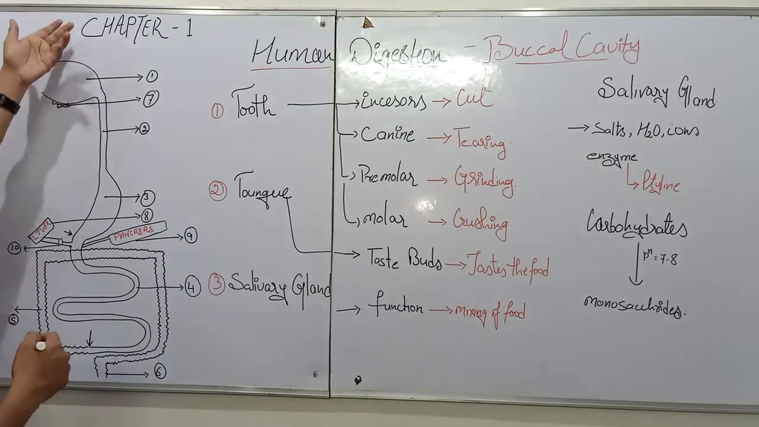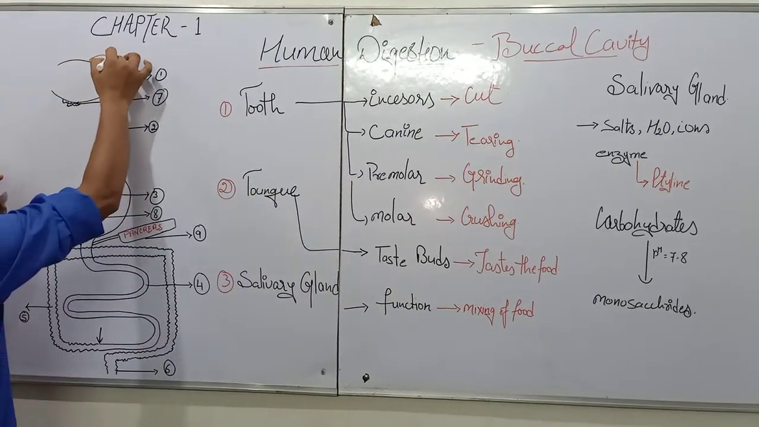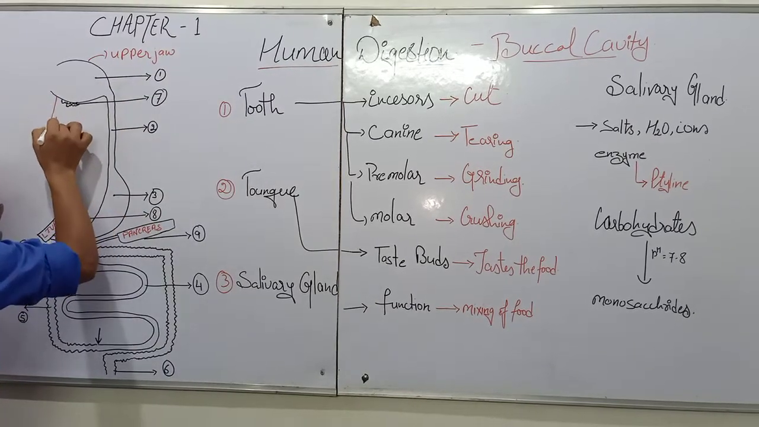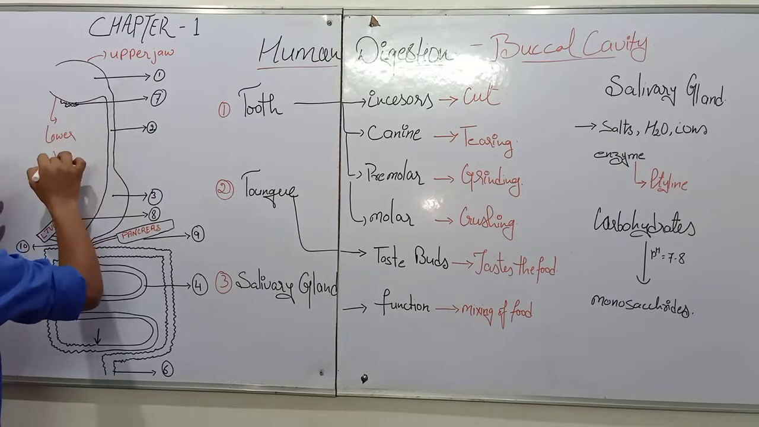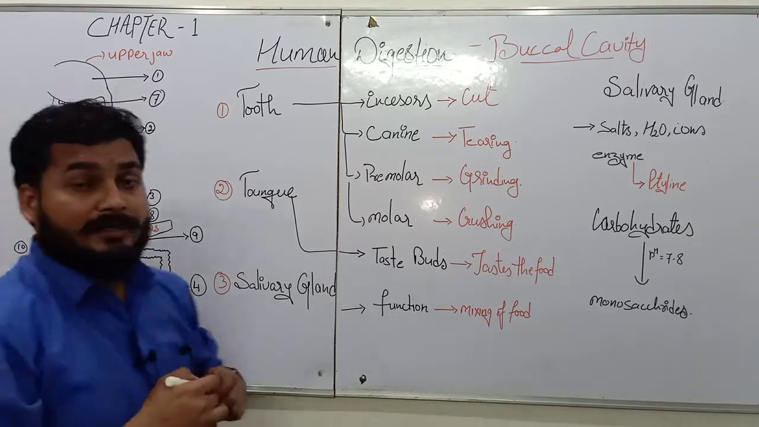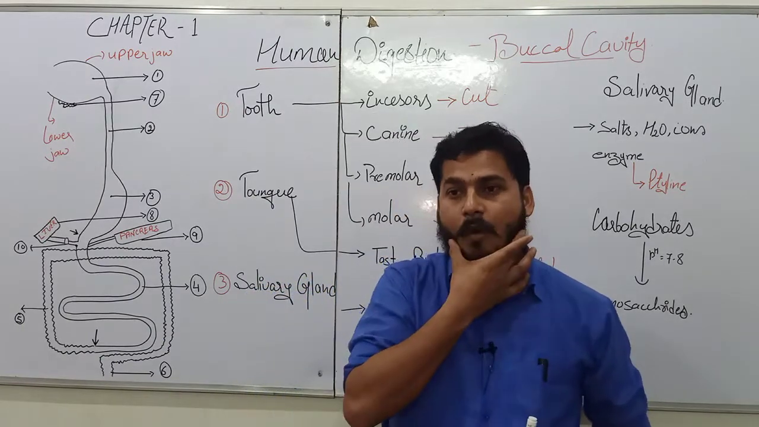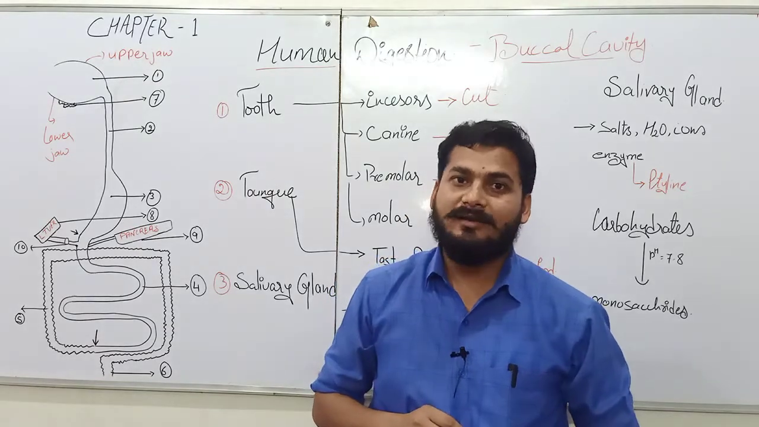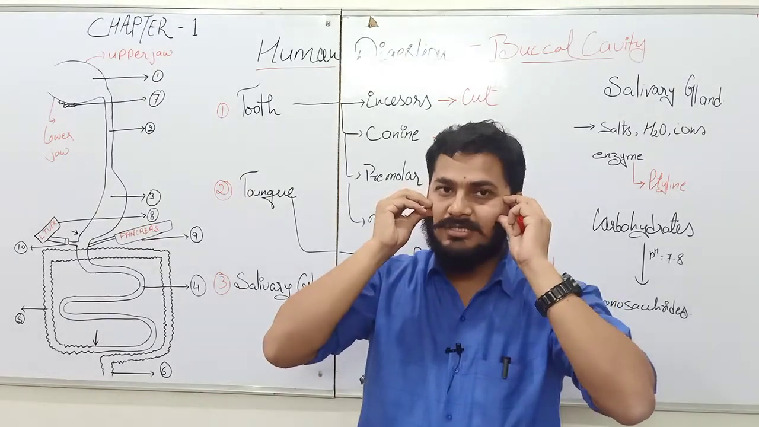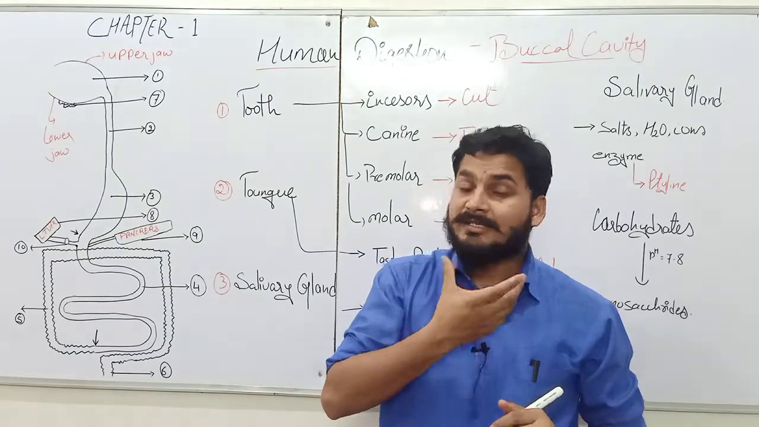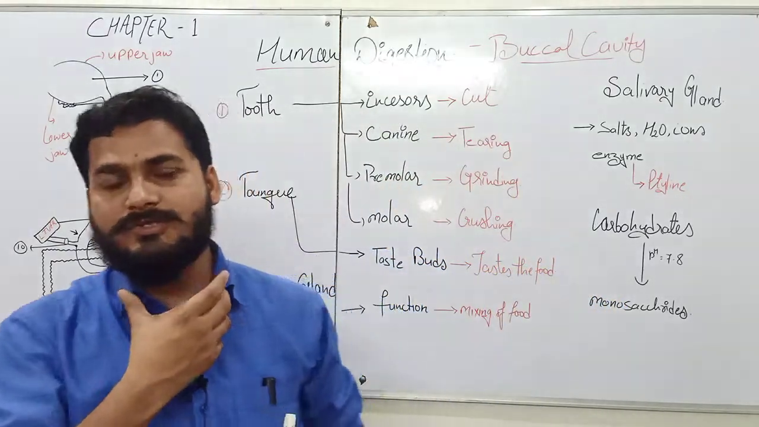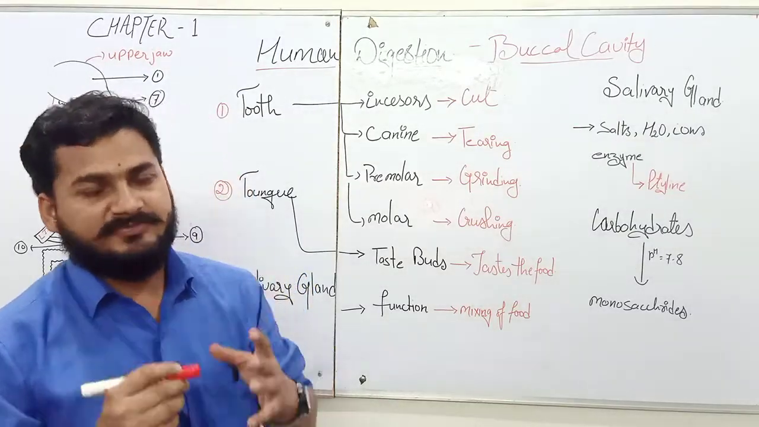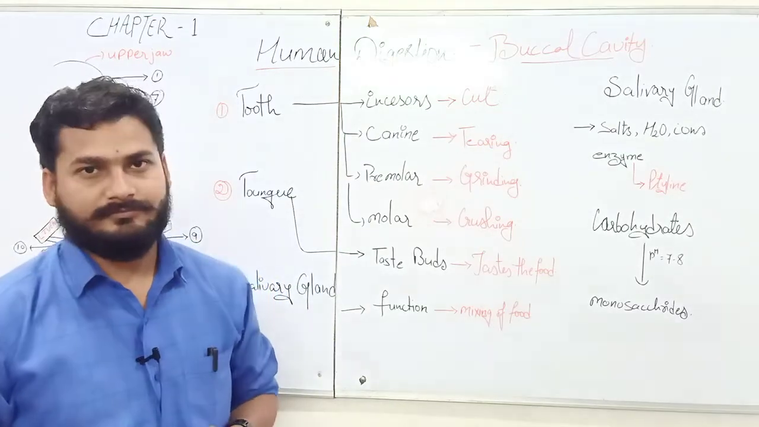So these are the two cheeks. This is the upper jaw and this is the lower jaw. In both jaws, the lower jaw is movable in nature and the upper jaw is non-movable in nature. You cannot move your upper jaw, but you can move your lower jaw. This movability of the lower jaw facilitates chewing, talking, etc., and such functions of our human body.